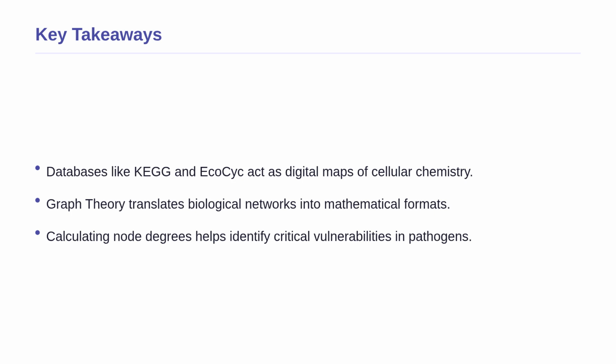We have covered a lot of ground today. Let us summarize the most important ideas. First, metabolic pathway databases like KEGG and EcoPsych act as digital maps of cellular chemistry. Second, we use graph theory to translate these biological networks into mathematical formats that computers can analyze. Finally, by calculating node degrees and finding choke points, we can identify critical vulnerabilities in pathogens, opening the door to advanced drug discovery. You now understand the foundation of computational biology and how it saves lives.